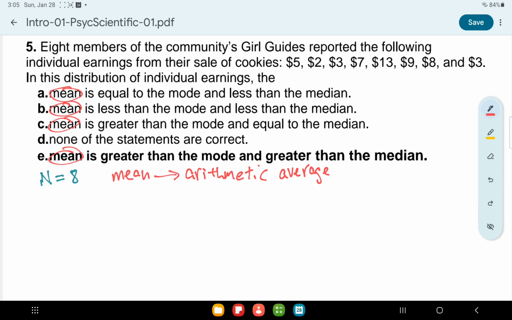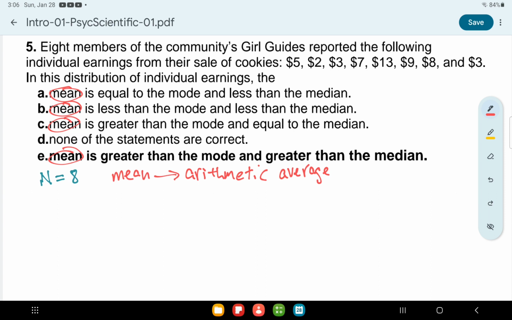Let's just cross-check very, very quickly by doing some calculations, by analyzing the distribution here. And by the way, a distribution is a set of numbers. Here, the distribution involves 8 separate numbers. And the distribution is as follows: $5, $2, $3, $7, $13, $9, $8, and $3. To the question, we're comparing the values of the mean, the mode, and the median. So let's figure out the mean to begin with.